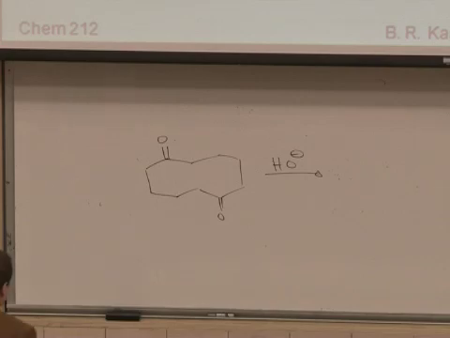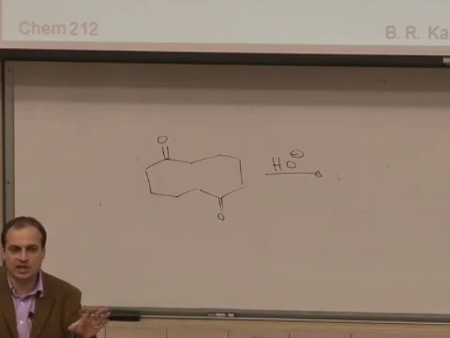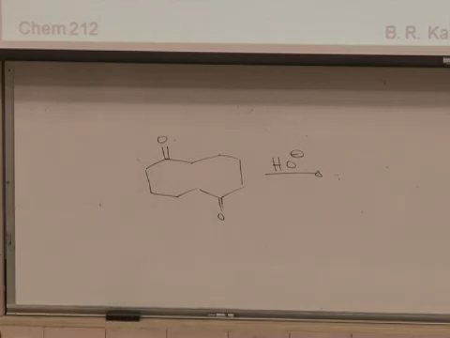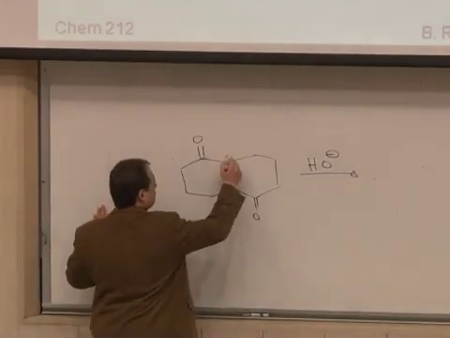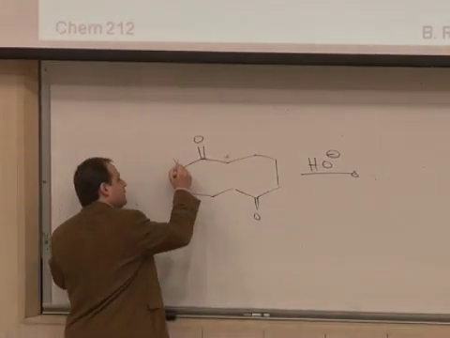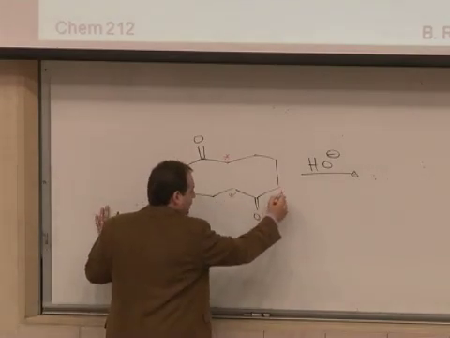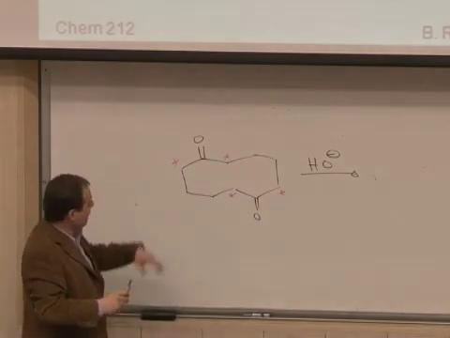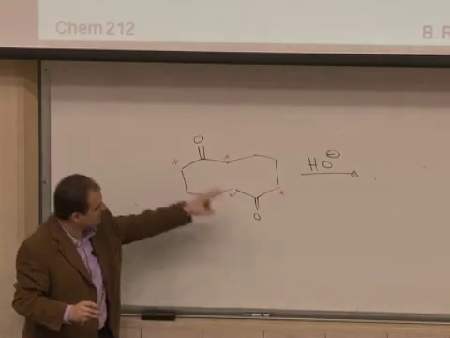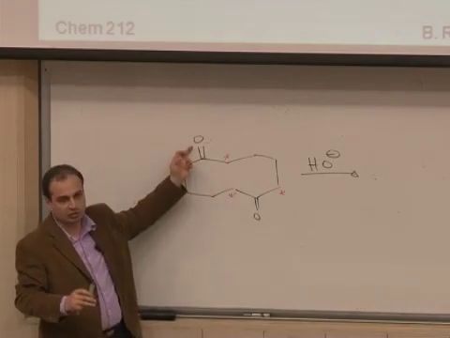Well, first, where are our acidic hydrogens? Let's identify them first. I have acidic hydrogens right here. I have acidic hydrogens right here. And I have acidic hydrogens here and here. But these two are the same as these two. Now, if I form enolate here, the enolate is going to attack this ketone. If I form the enolate here, it's going to attack this ketone.